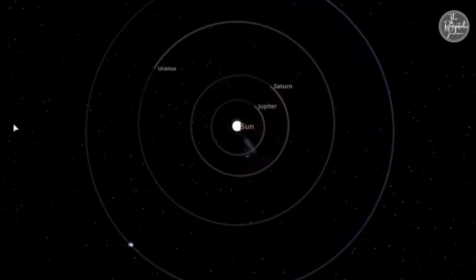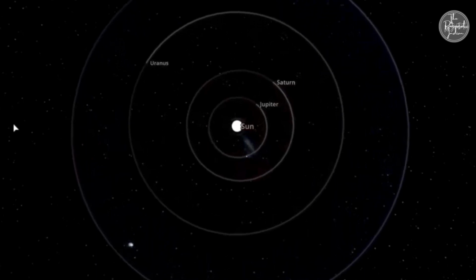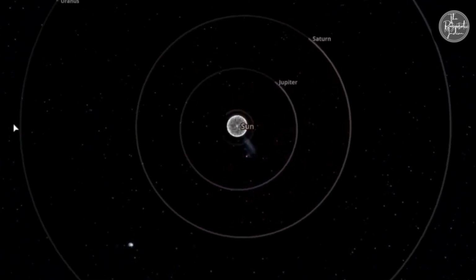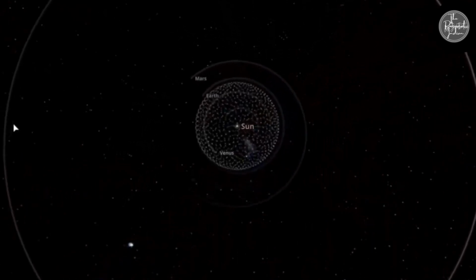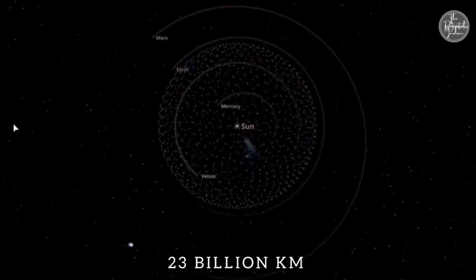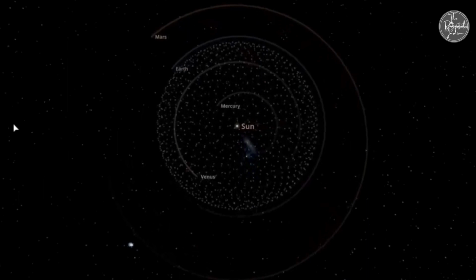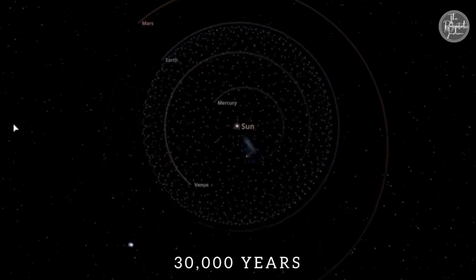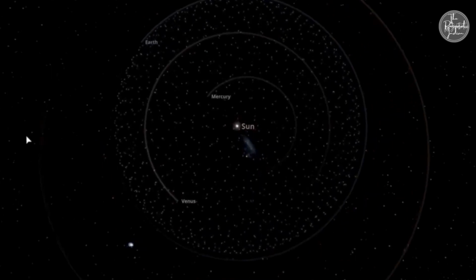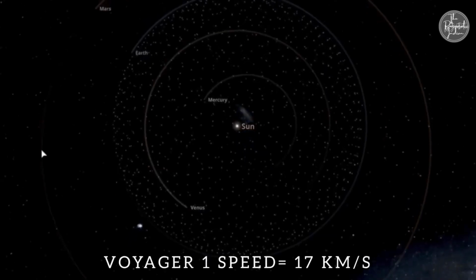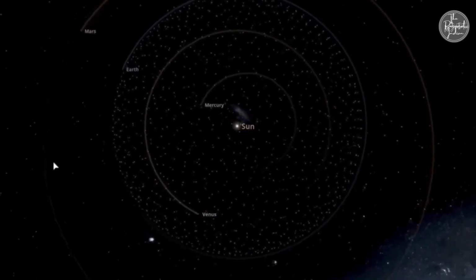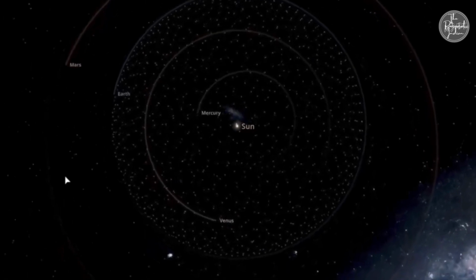All the planets and beyond that, the Oort cloud. It's so huge that the Voyager spacecraft launched in 1977 has just covered a distance of 23 billion kilometers till now. But still, it is not expected to cross the outer boundary of our solar system, the Oort cloud, in another 30,000 years. Let's not forget that it is traveling at an amazing speed of 17 kilometers per second. But as we know, this speed is nothing in comparison to the speed of light.